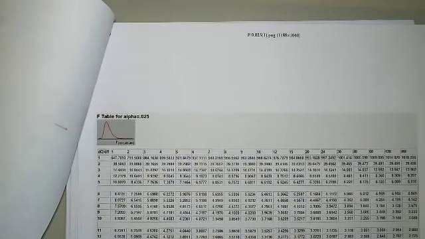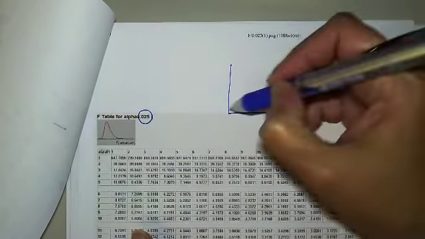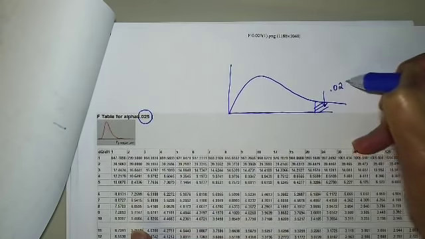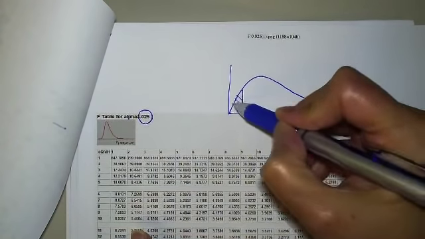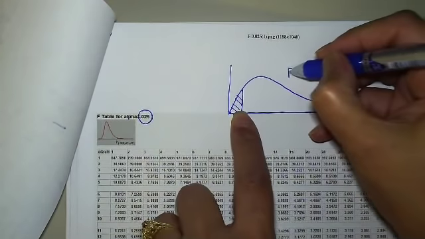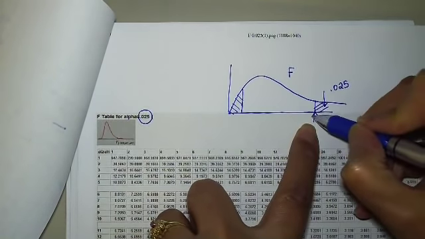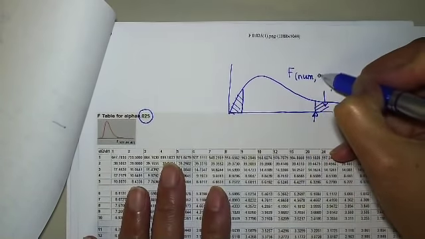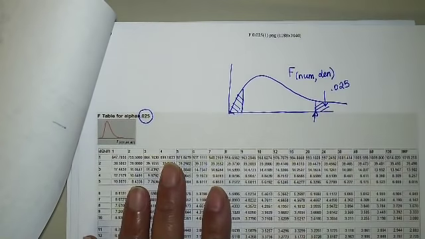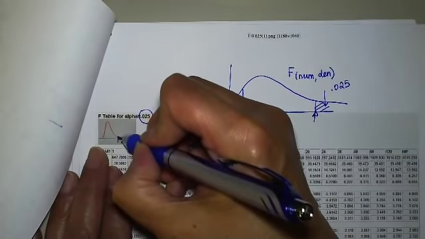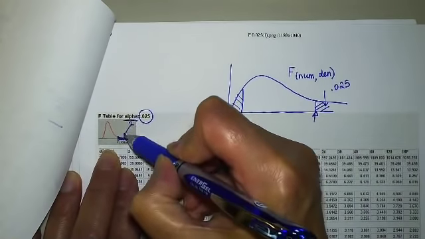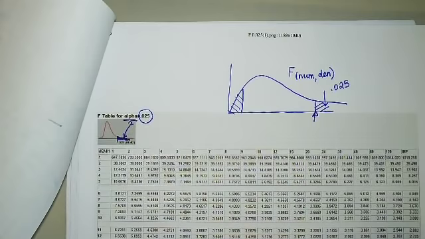Next page is another F table. 0.025. What is 0.025? It's this area that's 0.025. I don't care about this one. I don't care about the left one. I only care about the right one. I care about this. So this F is based on some numerator degrees of freedom and some denominator degrees of freedom. And my point here is to say that this is really alpha over 2 equals 0.025.